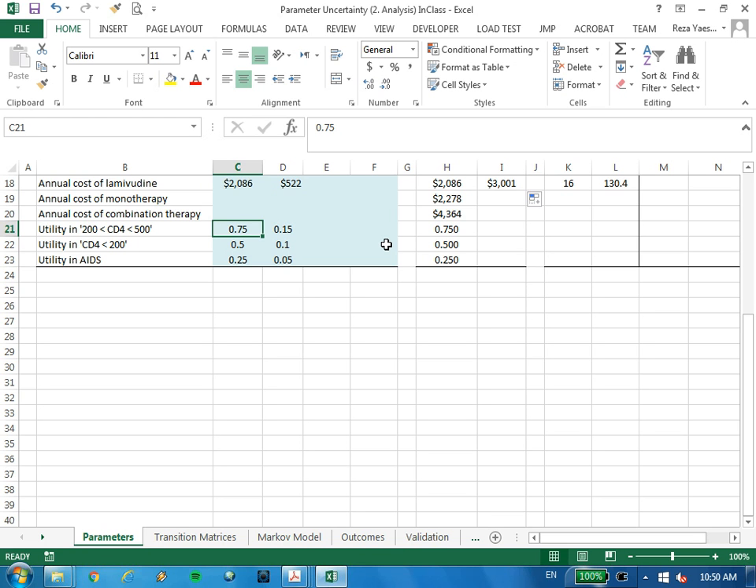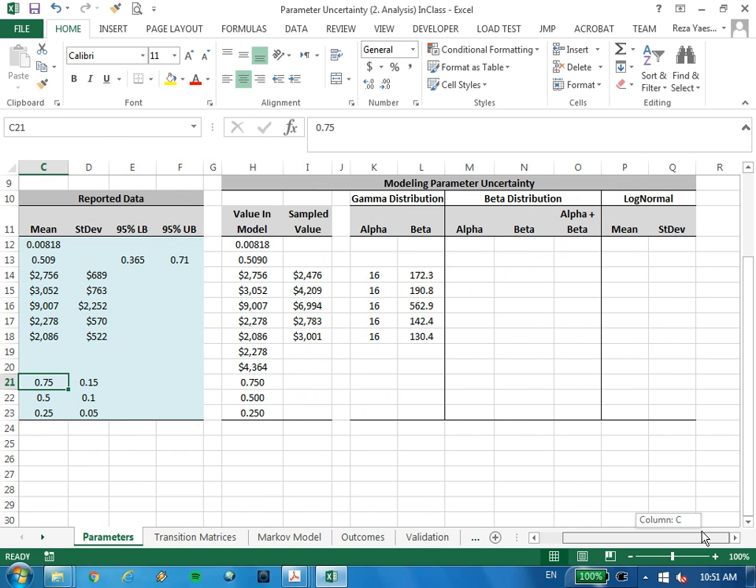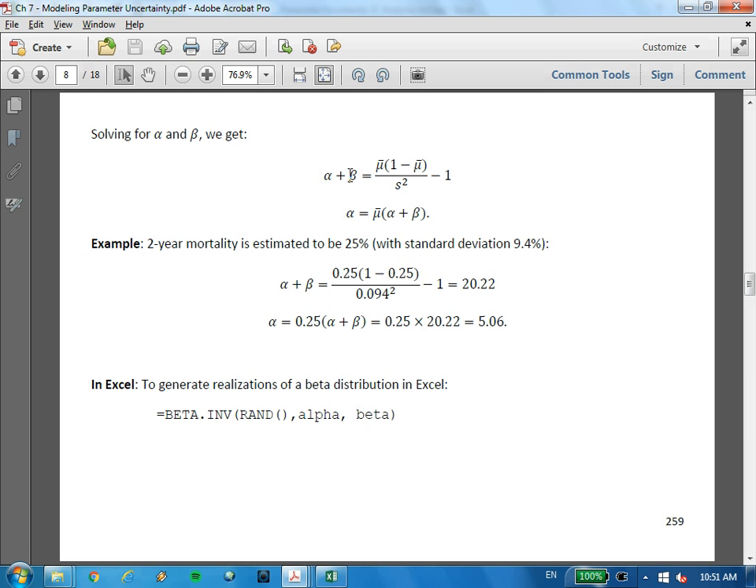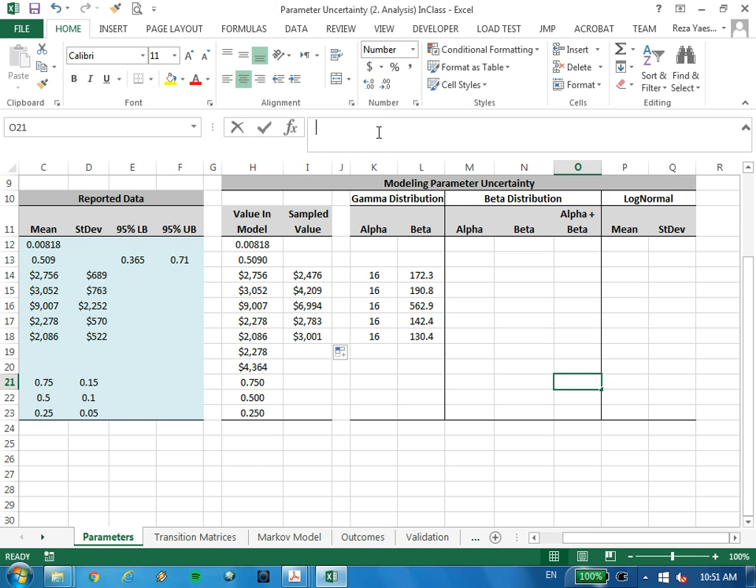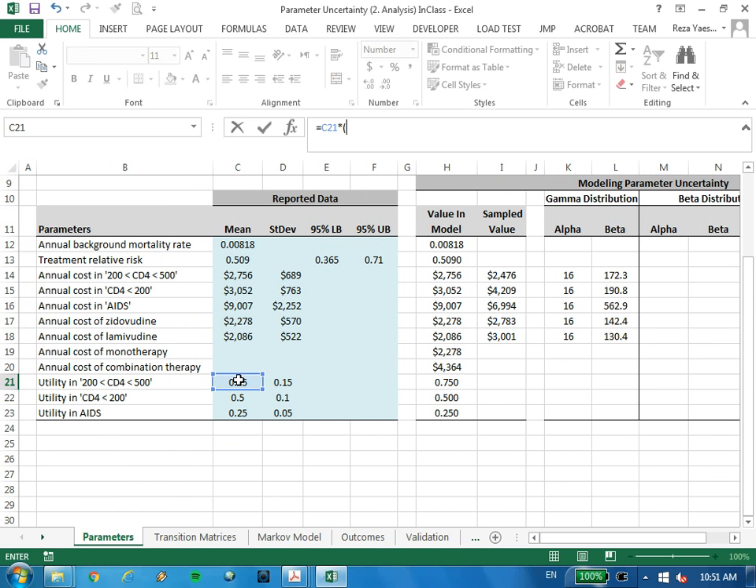All right, so I want to fit a beta distribution to the utility in this state, which has a mean of 0.75 and a standard deviation of 0.15. So we do the calculation here. We first need to calculate alpha plus beta. According to this equation, alpha plus beta is the sample mean times 1 minus the sample mean.